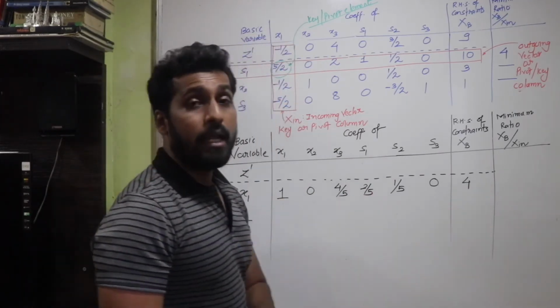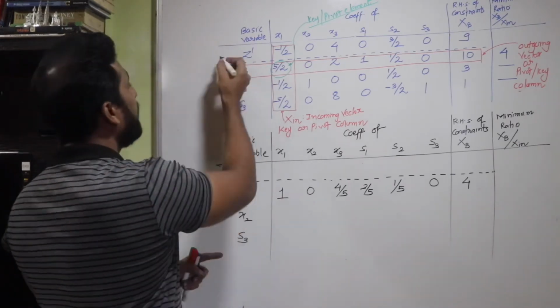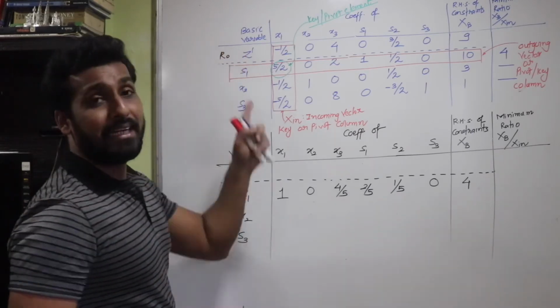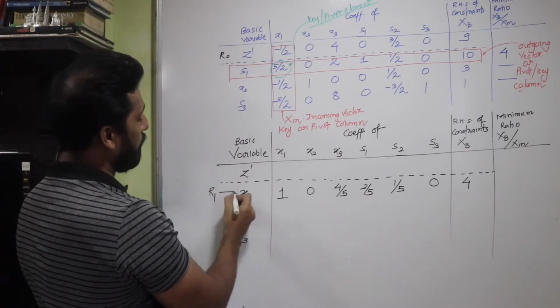So that's X1. Now let's move ahead and make the other elements 0. So now this is R0, if you remember, isn't it? Z dash is called R0. This was R1, so I'm going to write R1 here.